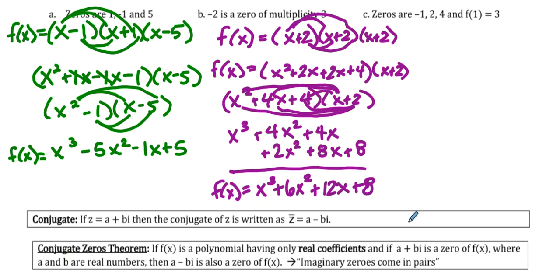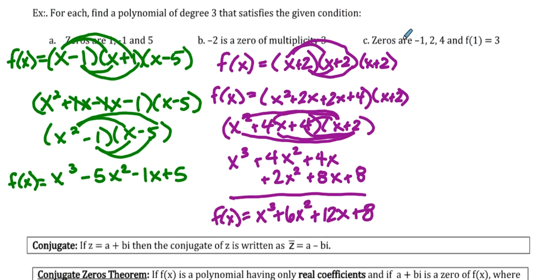All right, in the last one, they tell us the zeros, but here's something new. They tell us f of 1 equals 3. So I'm going to start with the zeros they gave me. I have f of x equals, and I have x plus 1, x minus 2, and x minus 4.